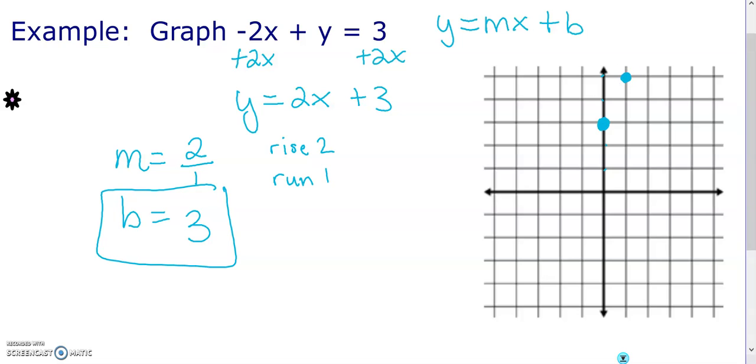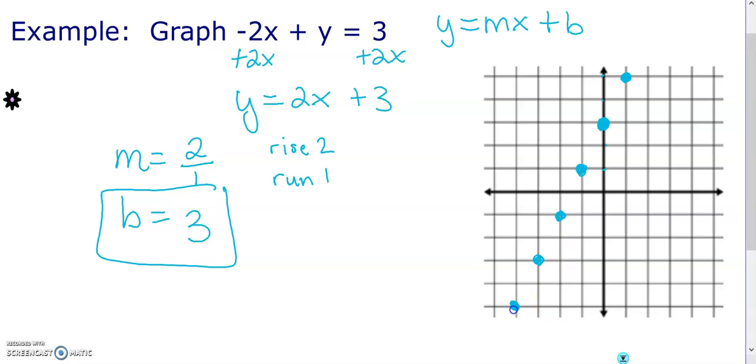So I have 2 points. I can connect them and make a line. But I also, for me, I need more dots so my line looks sort of straight. So even though I just rose up 2 and went to the right 1, if I go down 2 and to the left 1, I'm still putting more points that are going to fit along that line. So I'm going to add some more here.